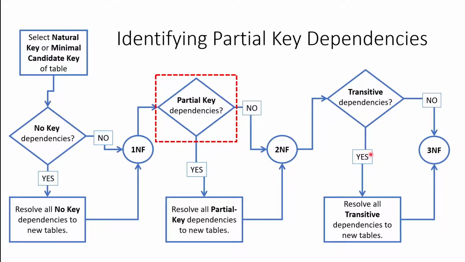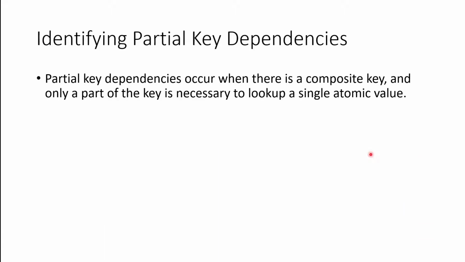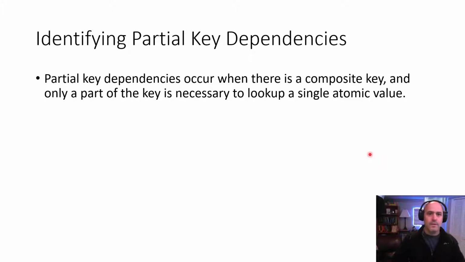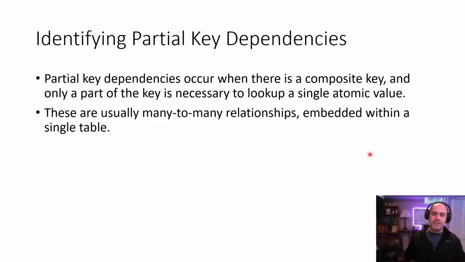Okay, we're hunkering along now. Now we're dealing with partial dependencies. We're going to take a look at these. So partial key dependencies occur when there is a composite key and only part of the key is necessary to look up a single atomic value. These are usually many-to-many relationships embedded within a single table. The many-to-many relationship we saw in the earlier example was embedded in a single column. This many-to-many relationship is embedded in the table, so it's much easier to resolve than in the previous example.